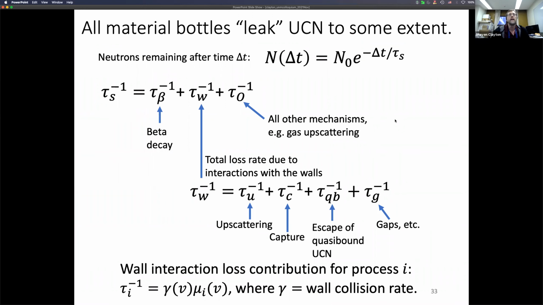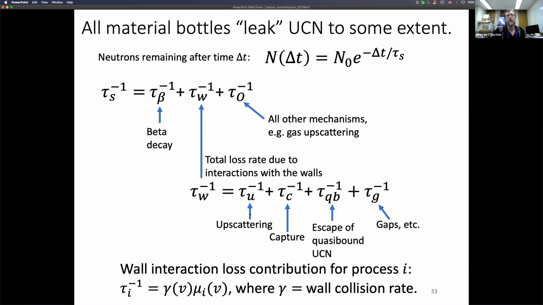So you can look at the neutrons remaining after a time, let's say delta T, that's how long we hold it in the bottle after we fill it. And then the characteristic lifetime is this tau S, so tau storage, you could say. And that's related to this beta decay lifetime that we want. But then you also have to consider the rate of wall losses and then any other losses like gas upscattering. And so this is the important one for material bottles, this wall loss.